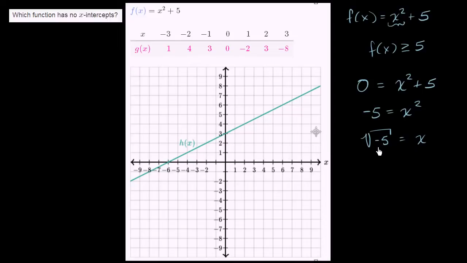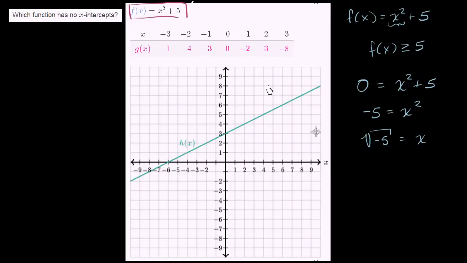But needless to say, if you're dealing just with real numbers, there is no real number that is the square root of negative 5. So f of x has no x-intercepts. So this right over here, it meets the criterion. This right over here has no x-intercepts. Let's see if these other ones have x-intercepts.